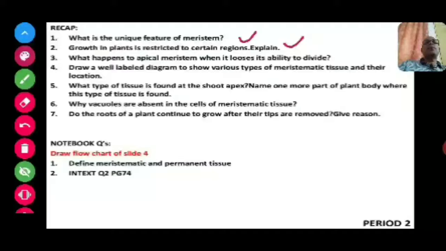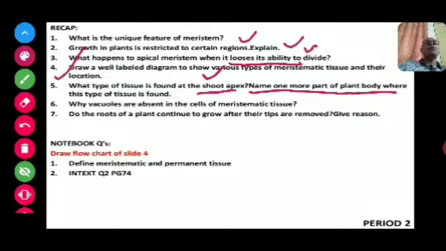What happens to apical meristem when it loses its ability to divide? I have already told you, when an apical meristematic tissue loses the ability to divide, it will form permanent tissue. Now you have to draw a well labeled diagram to show various types of meristematic tissue and their location. What type of tissue is found in the shoot apex? You have to write down apical meristematic tissue, apical shoot system. Name one more part of a plant body where this type of tissue is found. Another one is the shoot and the root apical meristem.